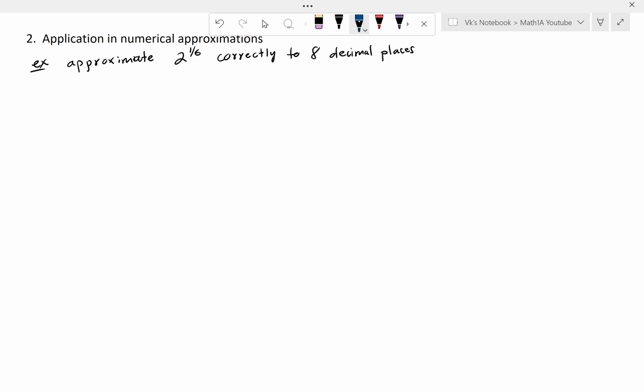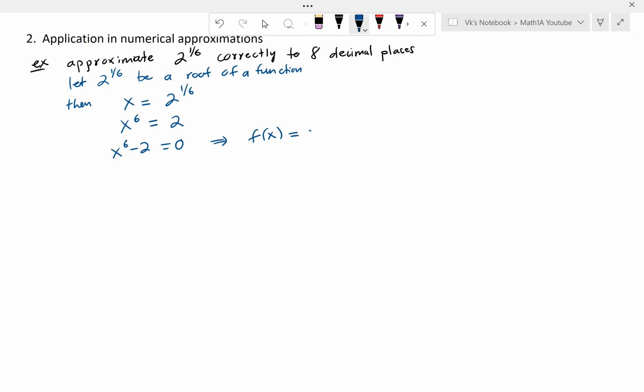Well, let 2 to the power 1 over 6 be a root of a function. Then x equals 2 to the power 1 over 6. So x to the 6 is 2 and x to the 6 minus 2 is equal to 0. That means the function is x to the 6 minus 2. So now we have to figure the derivative and use the Newton method. Now f prime of x is 6x to the 5.